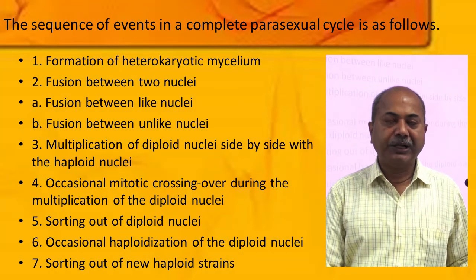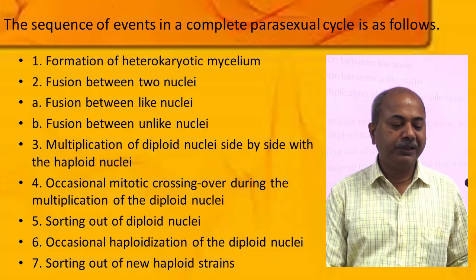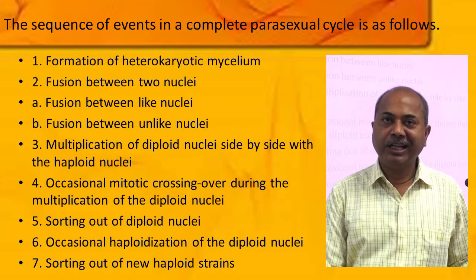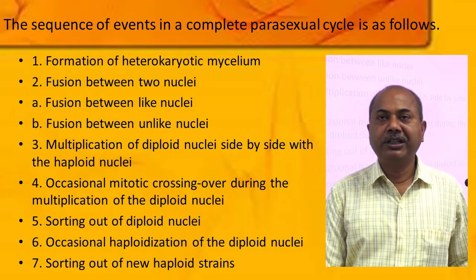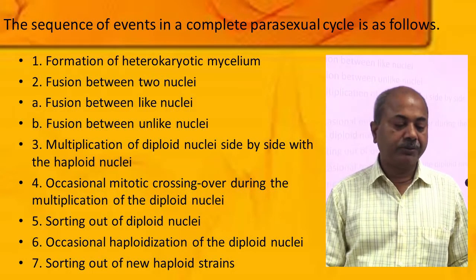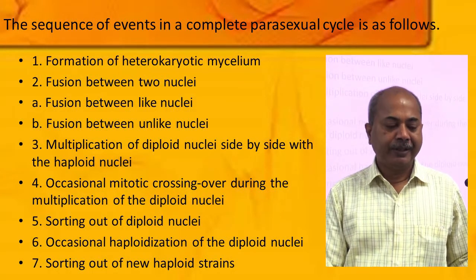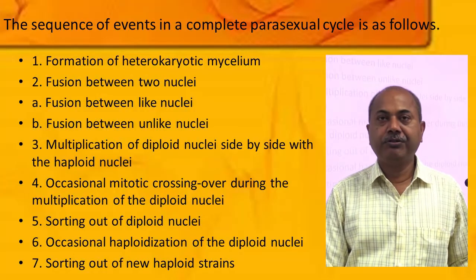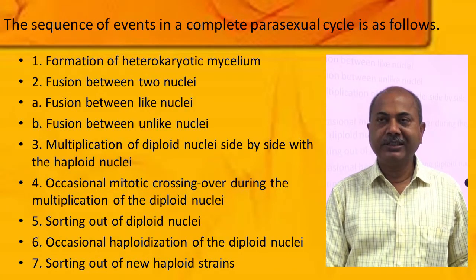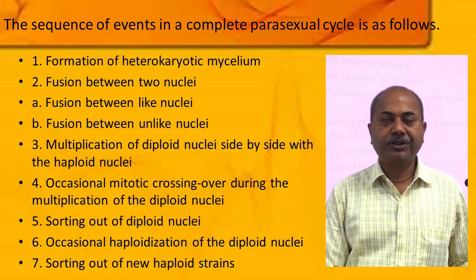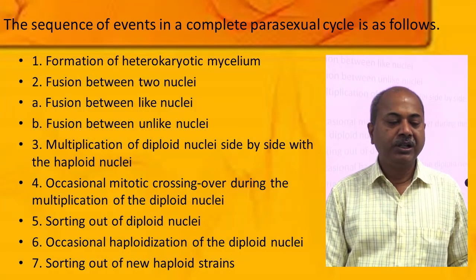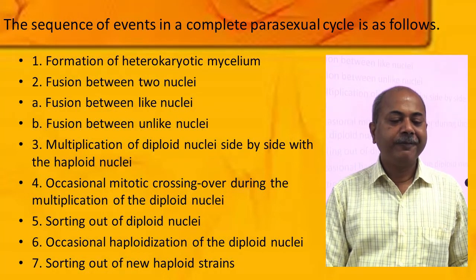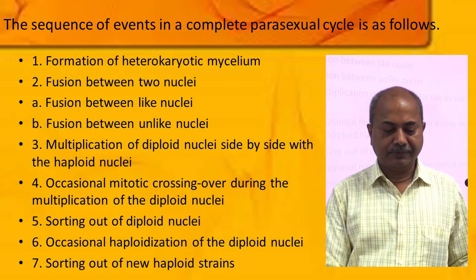Then the occasional mitotic crossing over will take place during the multiplication of the diploid nuclei, and we sort out. Next step will be the sorting out of the diploid nuclei, and then occasional haploidization of the diploid nuclei if it occurs. Then again sorting out will take place. We can sort out the new haploid strains. So by this we can get the parasexual organism.